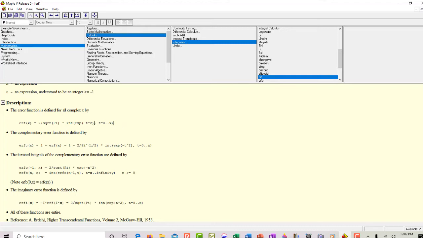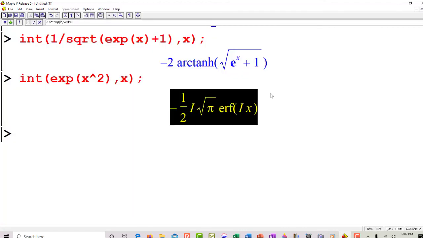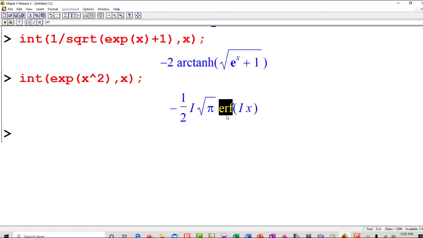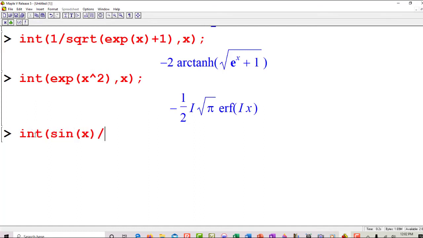Since there is no elementary antiderivative, you have to do it numerically, and Maple calculates these numerically. As easy as that. So, yep, we get an ERF function here. What if I'm integrating sine of x divided by x? This is another one of those that has no elementary antiderivative. It gives me a special function called SI.